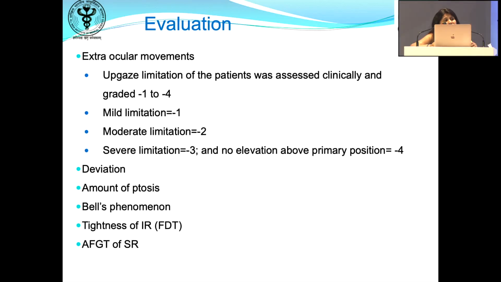Before we proceed to surgery, there are certain parameters that we need to evaluate. The most important one is the limitation of movement in upgaze, how much the movement is limited, and the amount of deviation in the primary gaze. As Dr. Bola emphasized, we may not be able to correct the deviation in all the gazes, and therefore we should concentrate only on correcting the primary as well as down gaze. We should also look for the amount of ptosis, the presence or absence of Bell's phenomenon, tightness of inferior rectus, and whether some force can still be generated in the superior rectus or not.